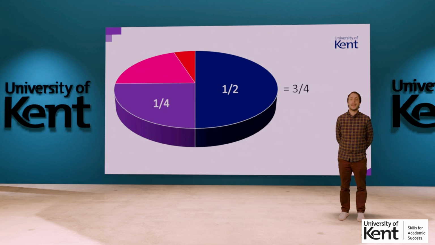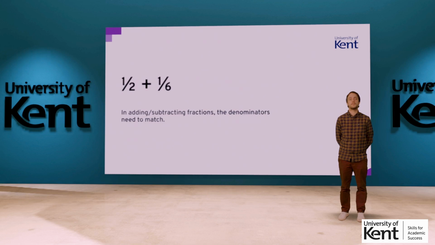Now we can move on to adding and subtracting fractions. Addition and subtraction of fractions can be best thought of as adding to and taking away from a pie, as noted here. We can see that 1/2 plus 1/4 equals 3/4 reasonably intuitively.